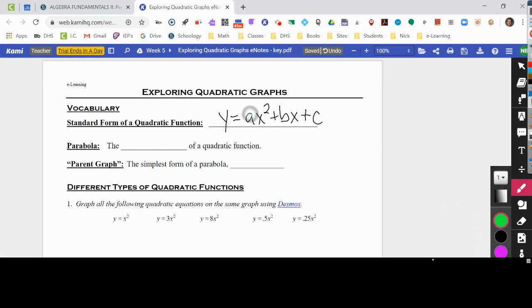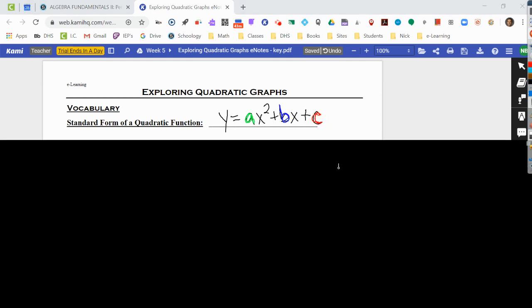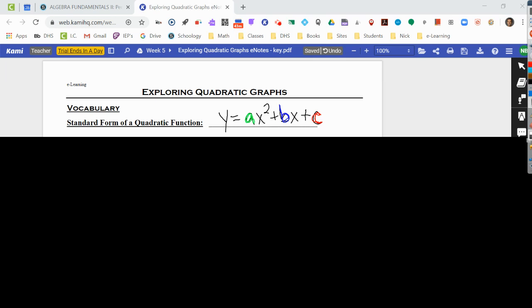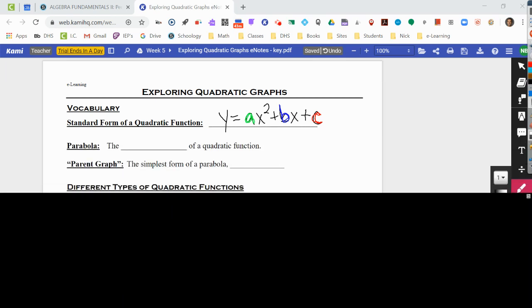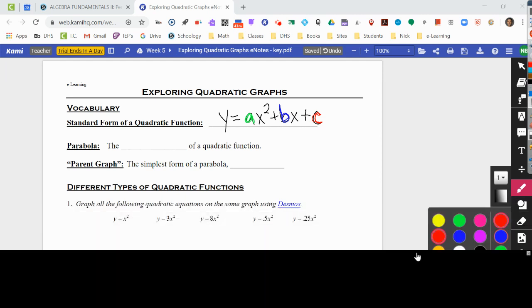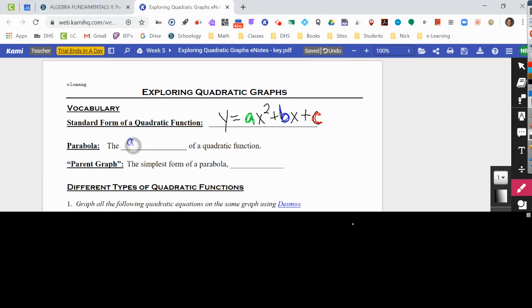Right, we've seen that before, right? And actually, I had that a in green, I had that b in blue, and I had that c in red, right? This is our trinomial here, all right? But when we add that y equals part to it, this makes it a quadratic function. So that's what the standard form of a quadratic function looks like. And then we talked about this word yesterday, the word parabola. That is just a graph of a quadratic function.